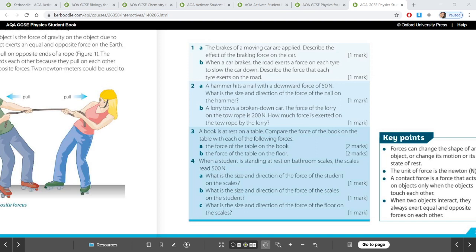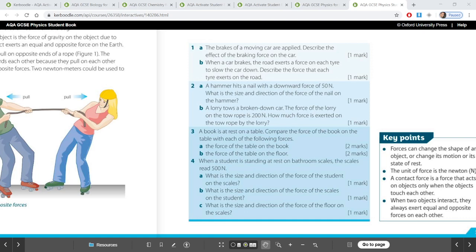Size and direction of the force of the floor on the scales. So if you are standing on some scales, pushing the scales downwards with 500 newtons, before you got onto the scales, those scales were still sitting on the floor, so they were pushing into the floor as well, and the floor was pushing back against them. So just like the book on the table. You could have a book on a table, scales on the floor. The book is pushing down on the table, the table's pushing back up on the book, the scales are pushing down on the floor, the floor is pushing back up on the scales.